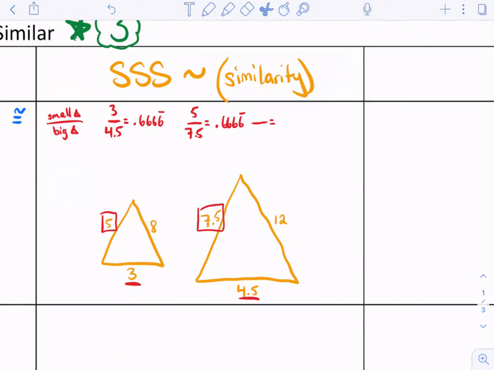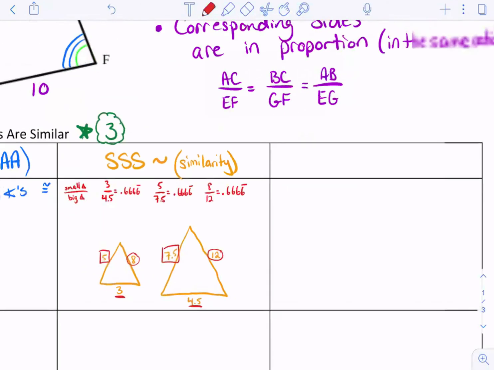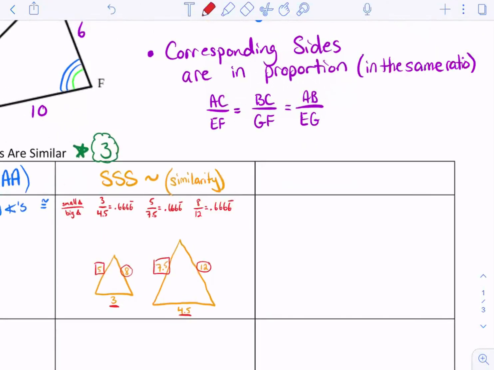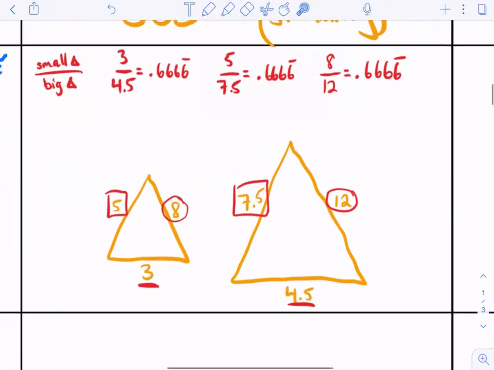And then if I try the last pair of corresponding sides, here I have 8 corresponds with 12. So I have to do 8 divided by 12. And 8 divided by 12 will give me 0.6666 repeating as well. So notice how all 3 sides are in the same ratio or are in proportion. That's kind of the key connection that I was trying to get you to understand. So since they gave me the same number every time, then these are similar.